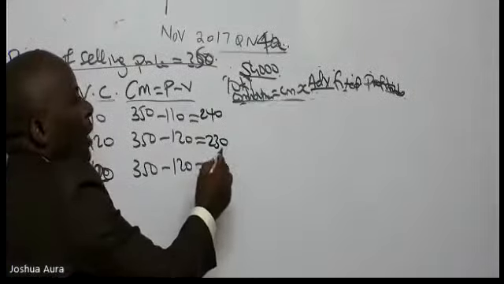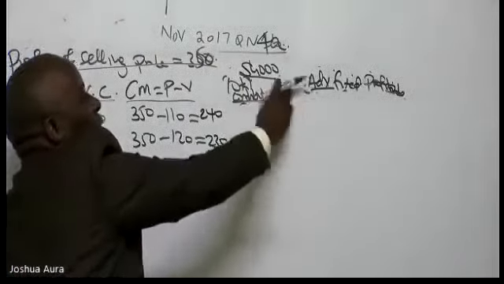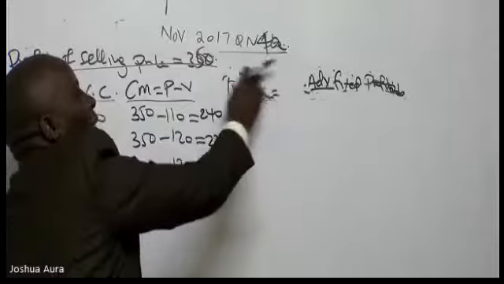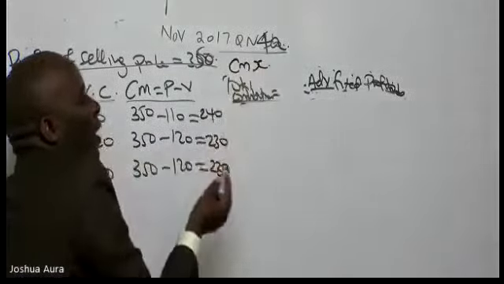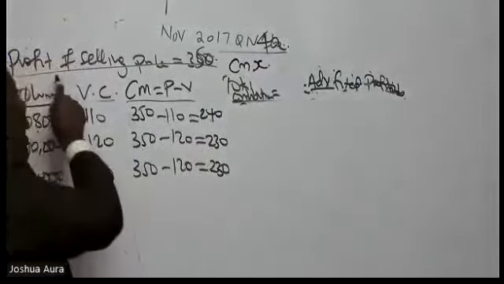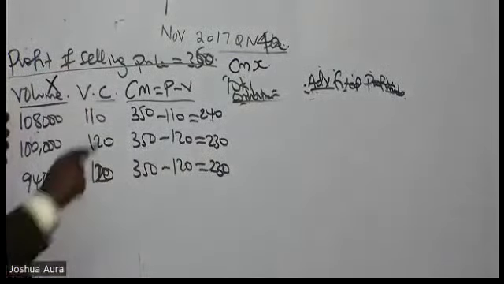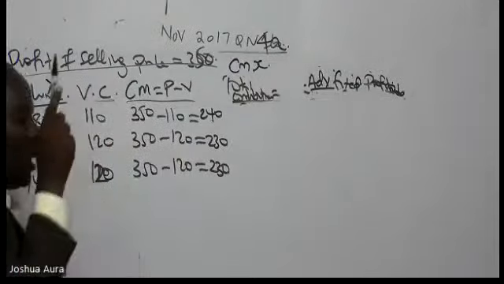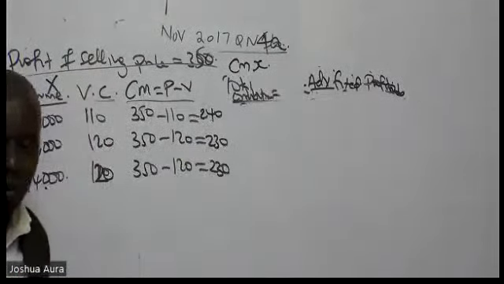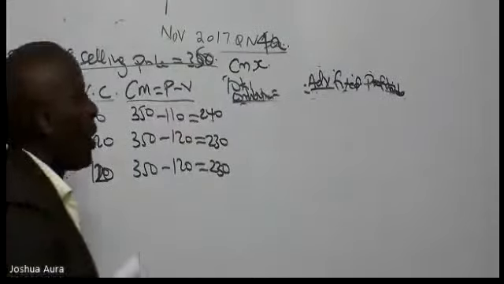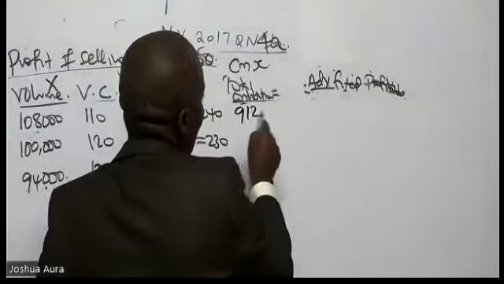So having gotten that, now we can easily get the total contribution in shillings thousands. Remember, for us to get total contribution, we take contribution per unit times number of units. So we have the number of units here and we have the CM here. So we take this and this, divided by 1,000 because our figures are in terms of thousands. The first one, according to Gordon Ware, is 91.24.